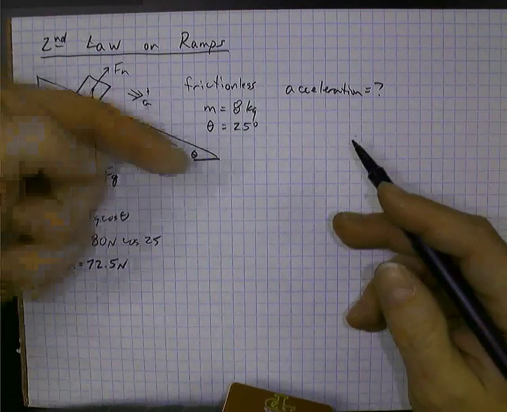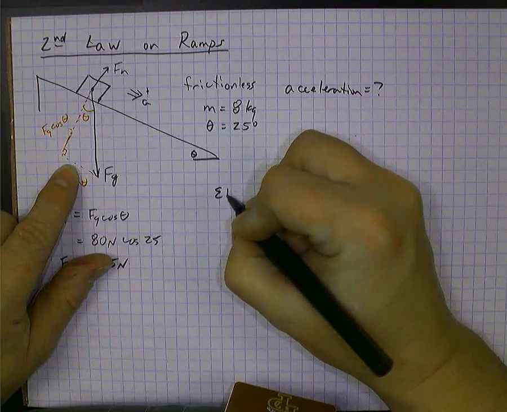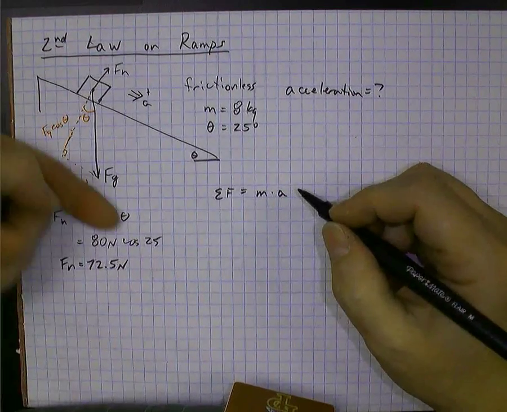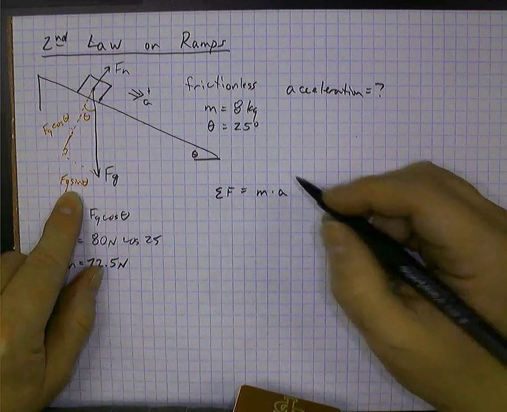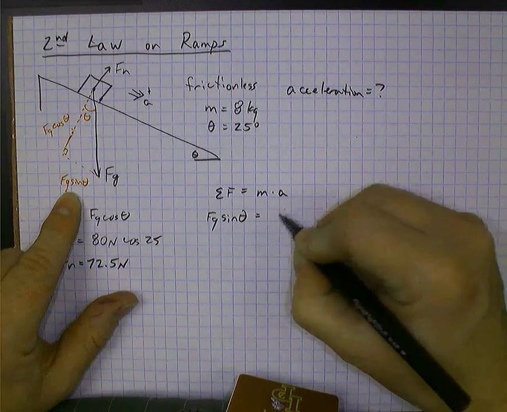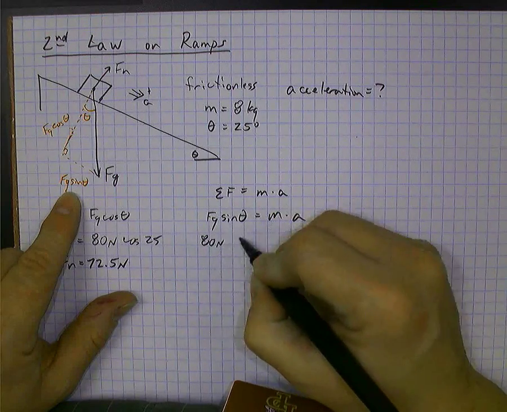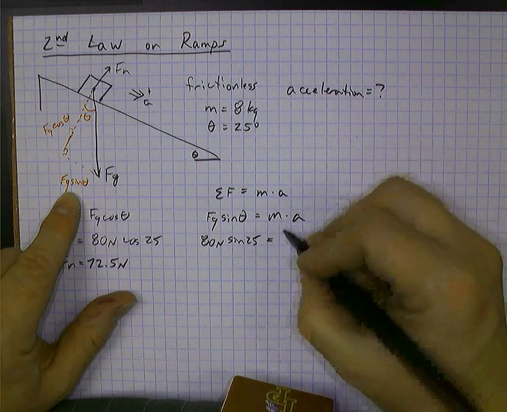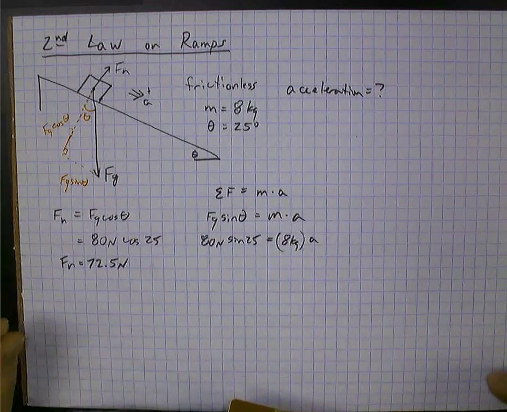Now going down the hill, I don't have any friction to balance anything out. So I've got this Fg sine theta, net force equals mass times acceleration. Going parallel to the hill, all I've got is Fg sine theta. So Fg sine theta will equal m times a. I'm solving for acceleration. So 80 newtons times the sine of 25 will equal the mass of the box, 8 kilograms, times the acceleration.